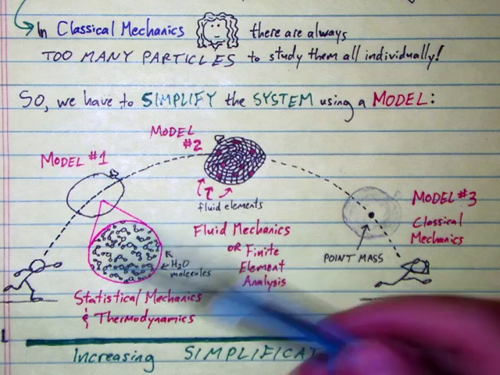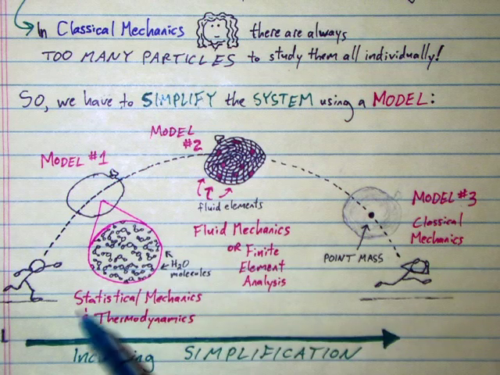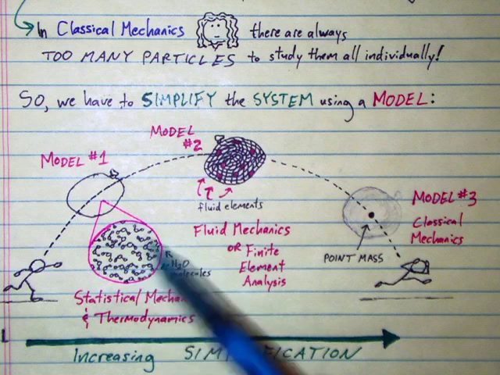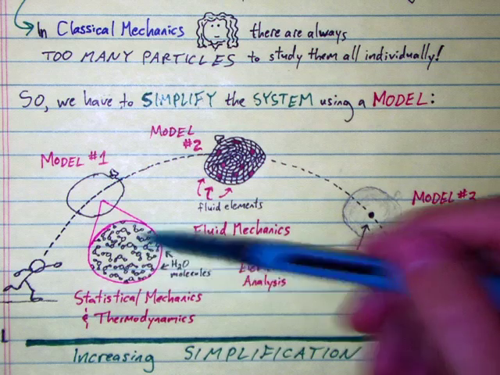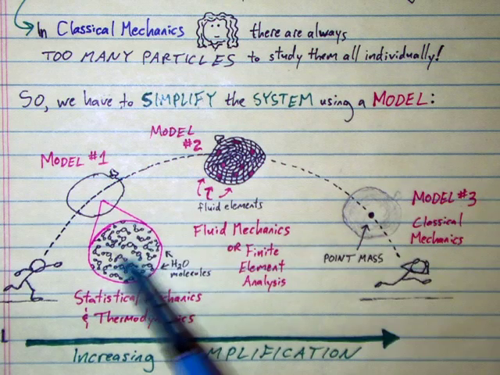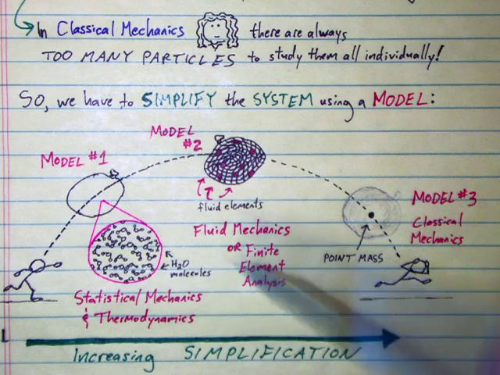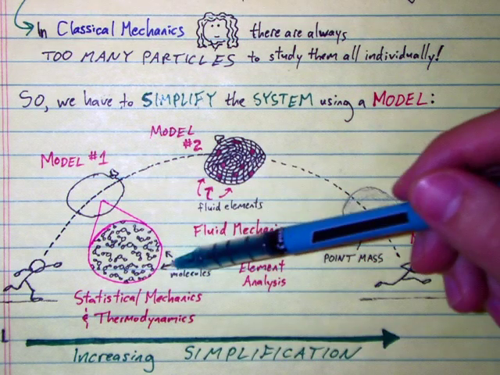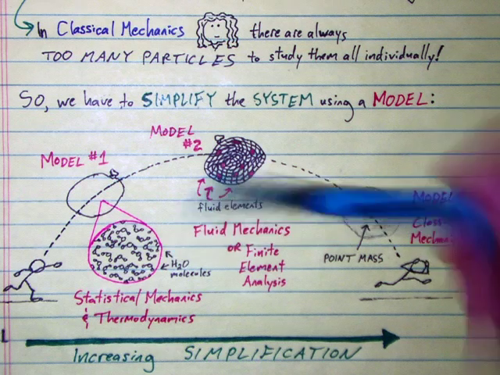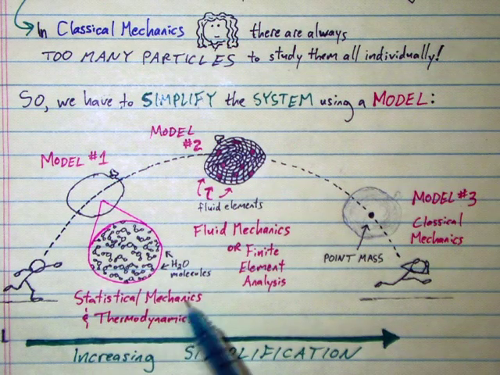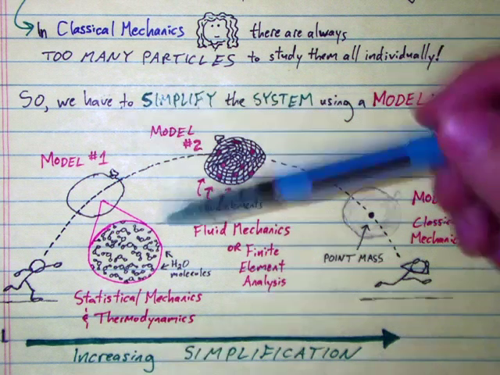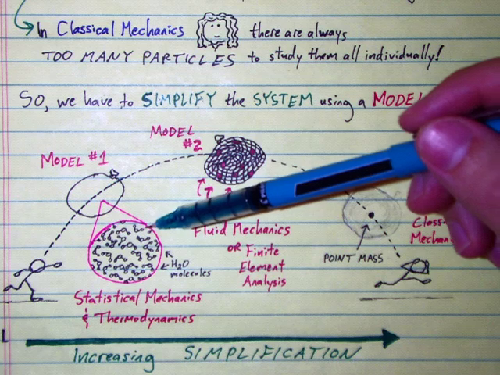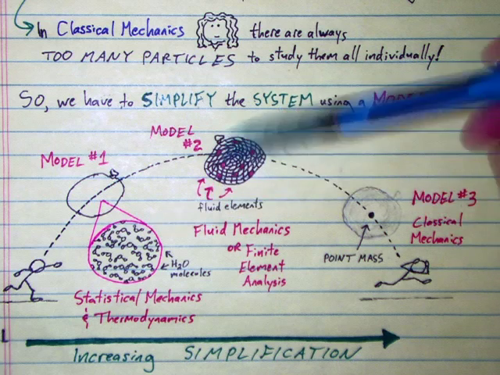Still zillions of them. So we want to look at the statistical behavior of zillions of molecules moving around, bouncing off of each other, rotating, vibrating back and forth. We can study that behavior of that group of molecules, and that branch of physics is called statistical mechanics and thermodynamics. Now we can make a further simplification.